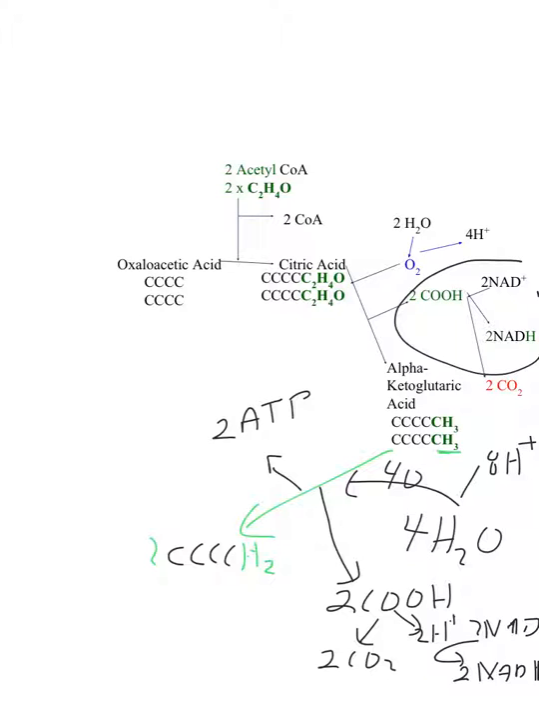And if we start looking at what we're getting out of this, well, we had 2 CO2s, plus 2 CO2s, plus 2 CO2s from our pyruvate conversion. That's 6 CO2s. That's the same amount of waste that we're supposed to have in cellular respiration. So we've accounted for all of our CO2s. Right?